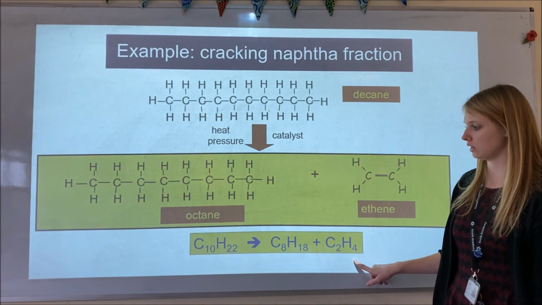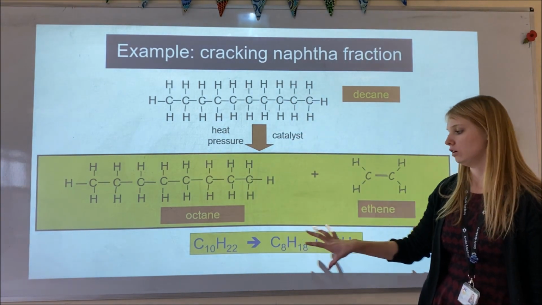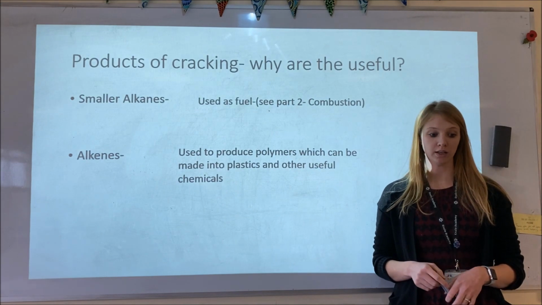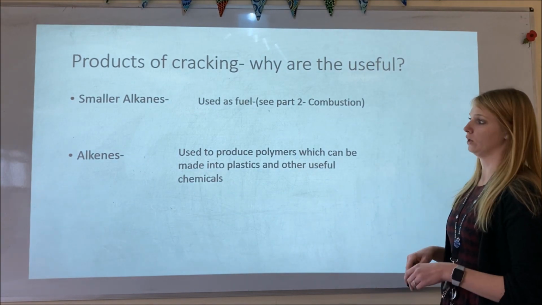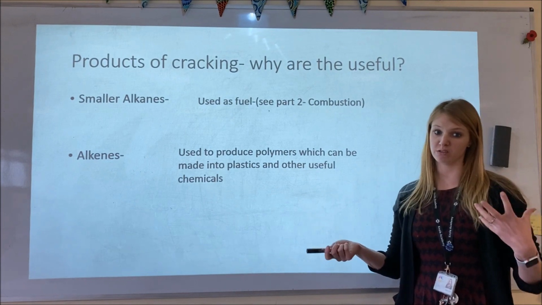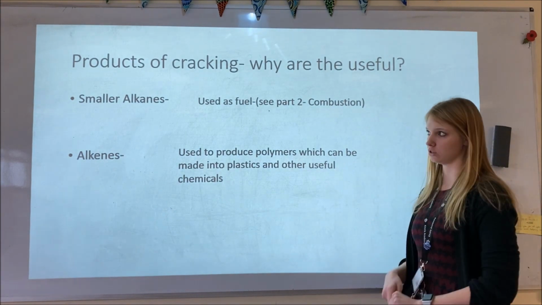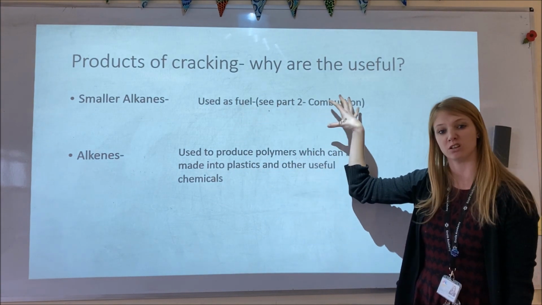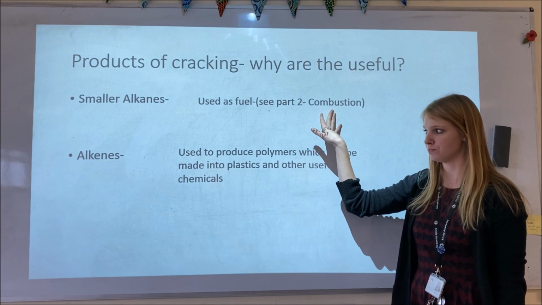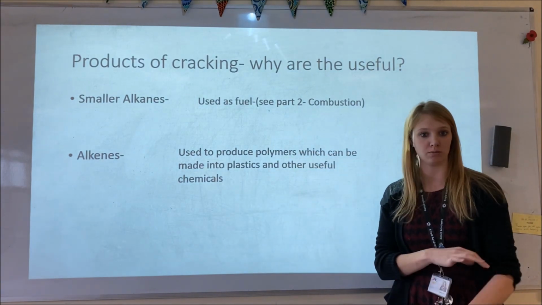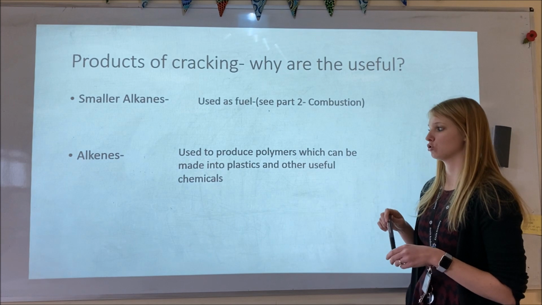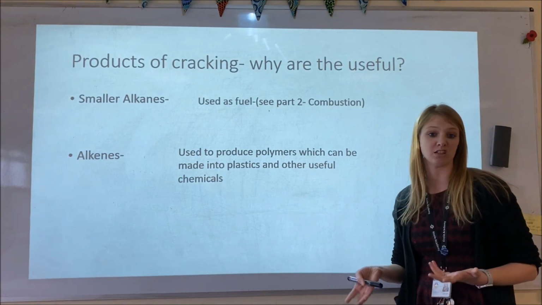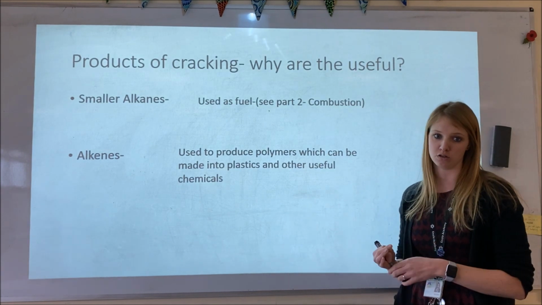Okay, so that is an example of writing the formula for catalytic cracking. Cracking is really useful because we can take our large, not very useful products and turn them into smaller, more useful ones. So our smaller alkanes that we make can be used as a fuel, and we're going to look a bit more at that when we do combustion in part 2. Our alkenes are used to make polymers, which we can then make into different types of plastics and other useful chemicals.